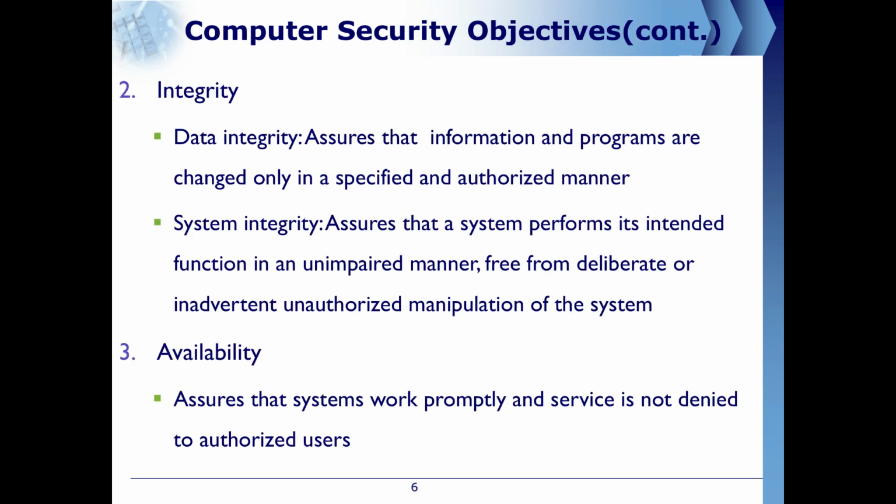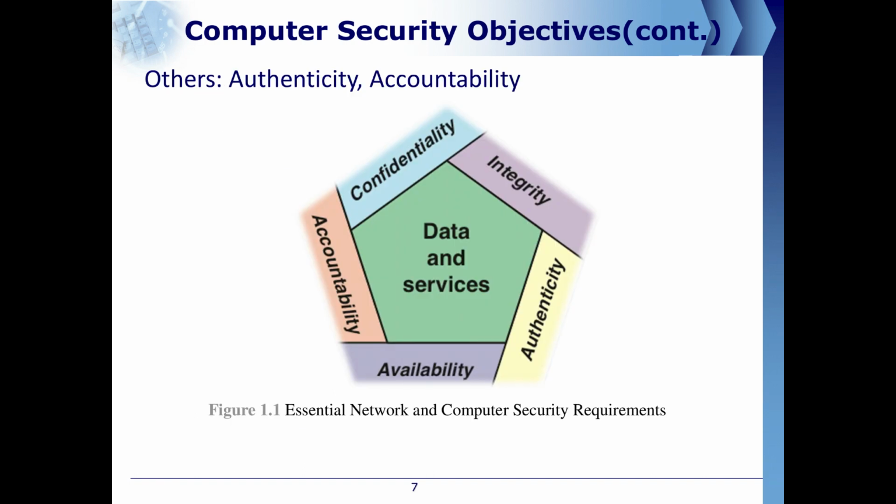2. Integrity. Data integrity assures that information and programs are changed only in a specified and authorized manner. System integrity assures that a system performs its intended function in an unimpaired manner, free from deliberate or inadvertent unauthorized manipulation of the system. 3. Availability assures that systems work promptly and service is not denied to authorized users. Others: authenticity, accountability. Figure 1.1: Essential network and computer security requirements.